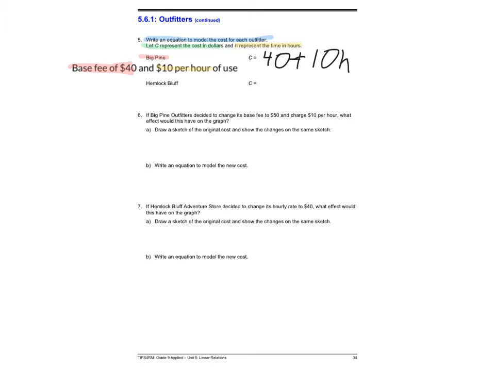All right, but you may have put it the other way. Some of you might have written, you pay $10 for every hour, and you have to pay $40 as the base fee. It doesn't matter what order you wrote it in. What matters is that your $10 is multiplied by the number of hours, and that your $40 is by itself as the base fee.